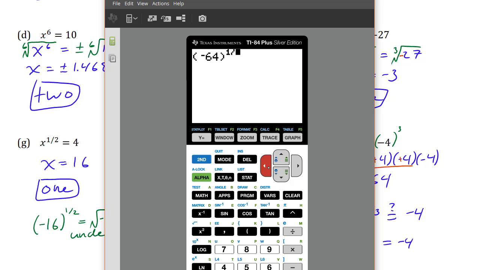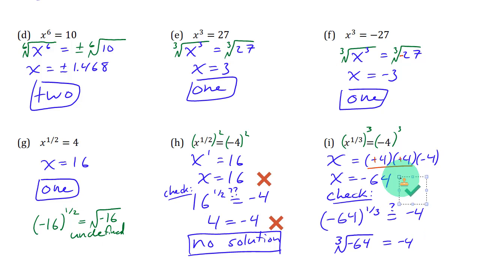So 1/3, I meant to say. So yeah, negative 64, when you plug it into the left side, does give you negative 4. So that works. So this has one solution.